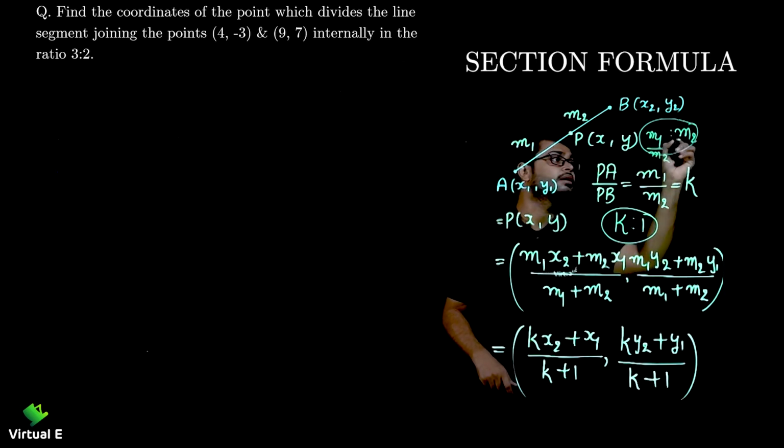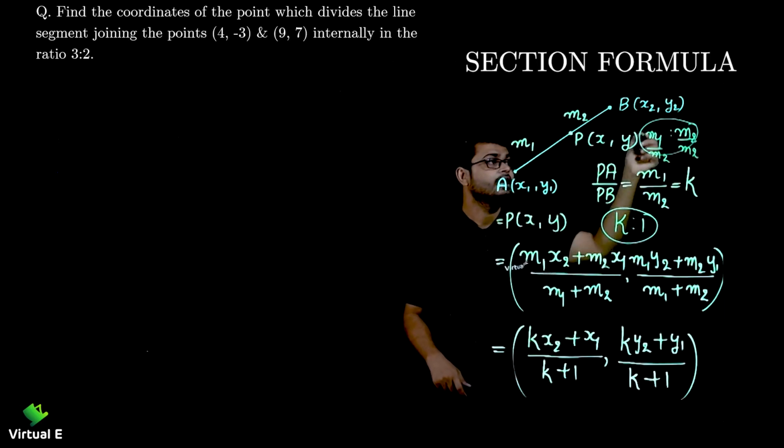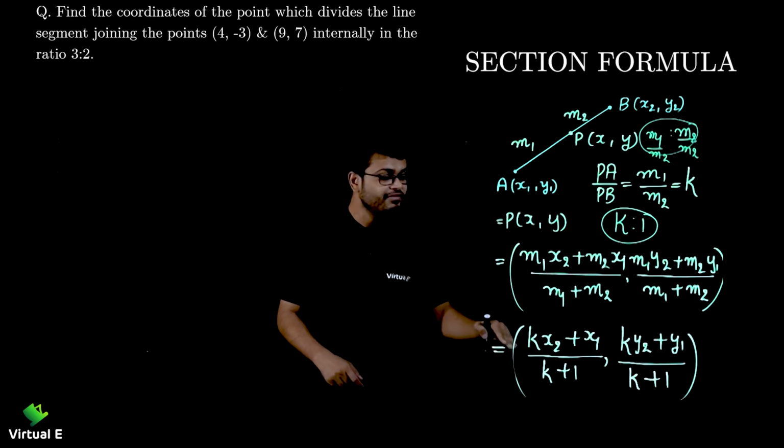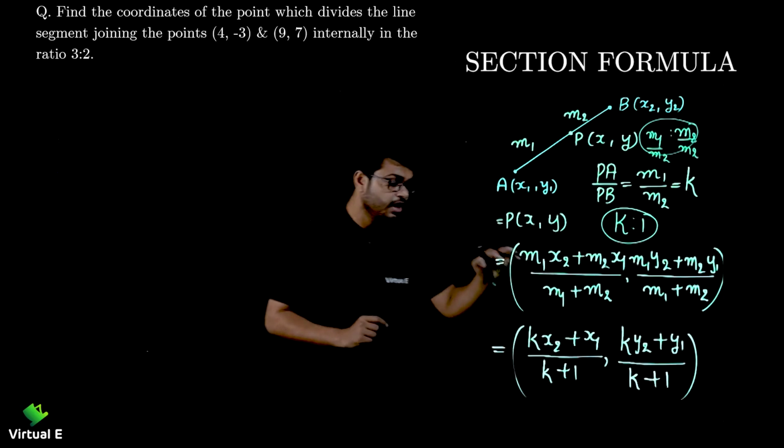So m2 here and m2 over here. So here it will get cancelled. So 1 and m1 by m2 is equal to k by 1. So this is the simplified formula for the above one.